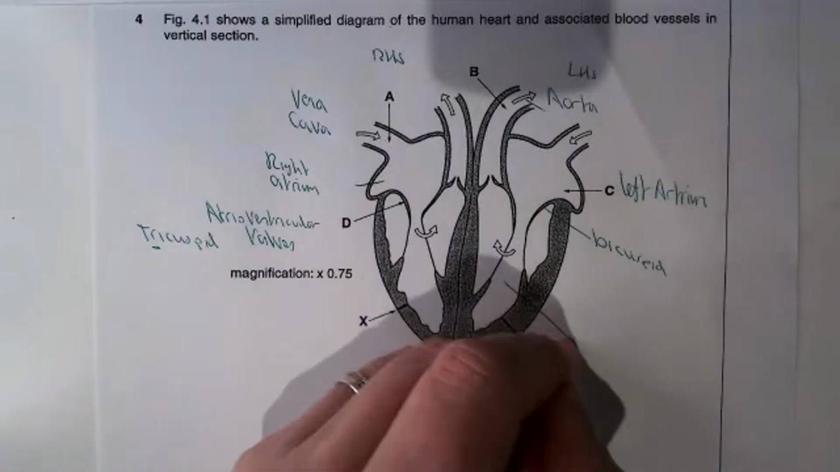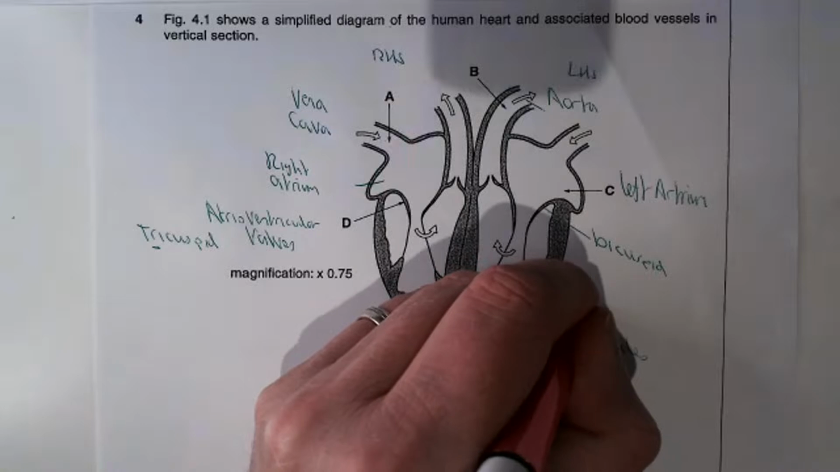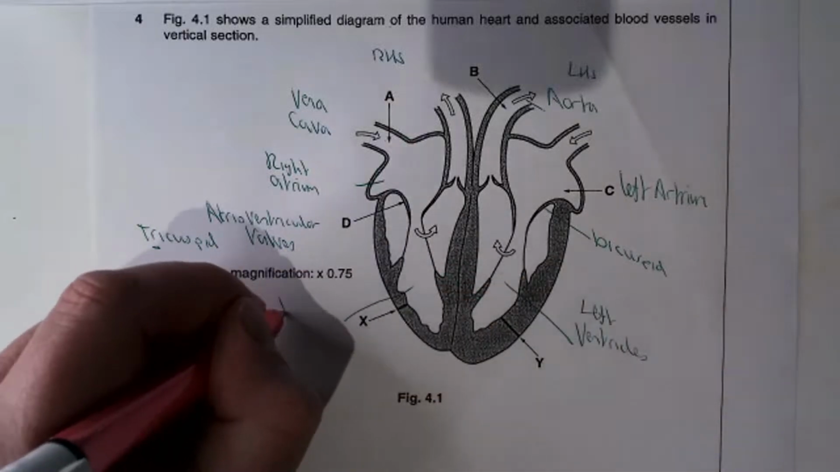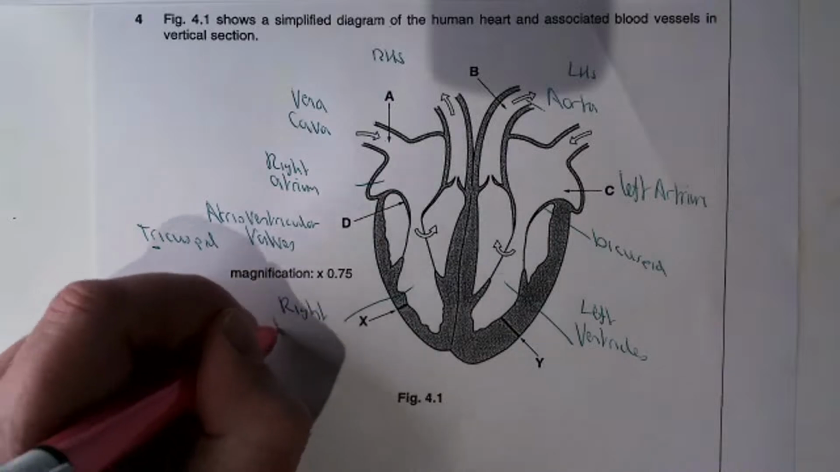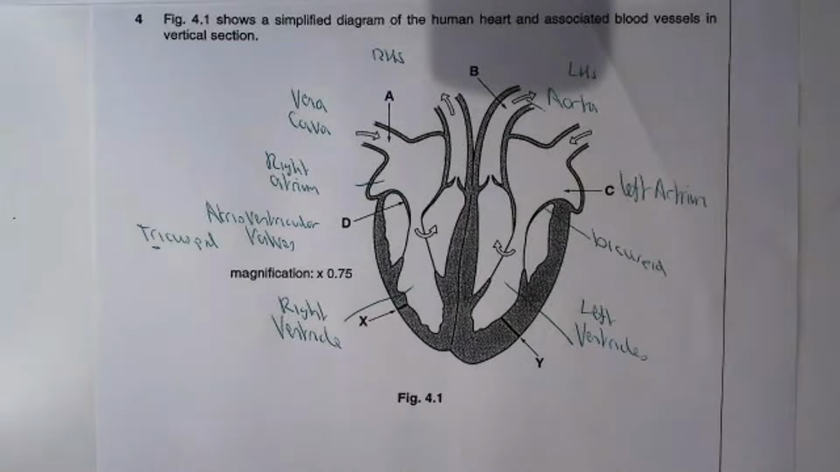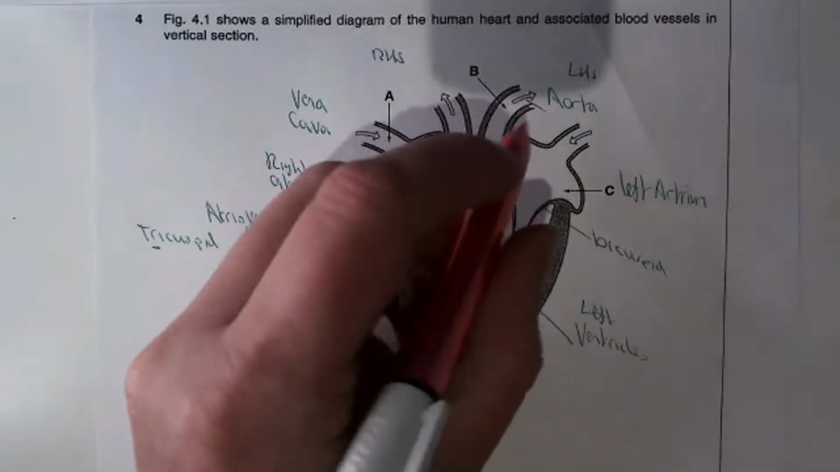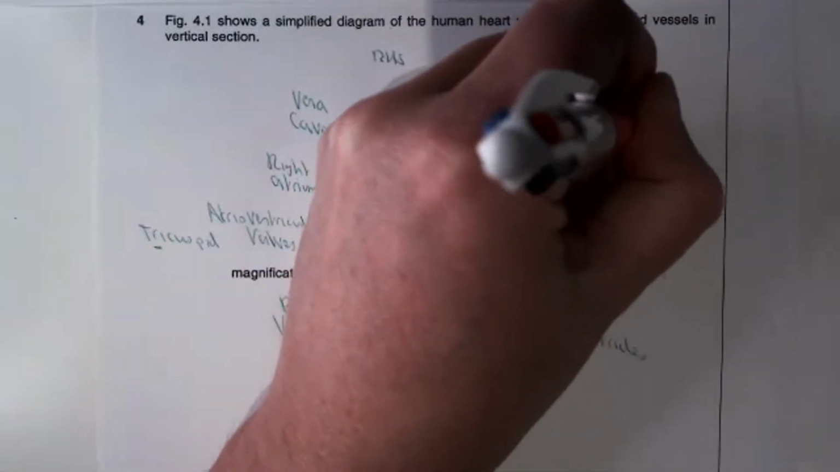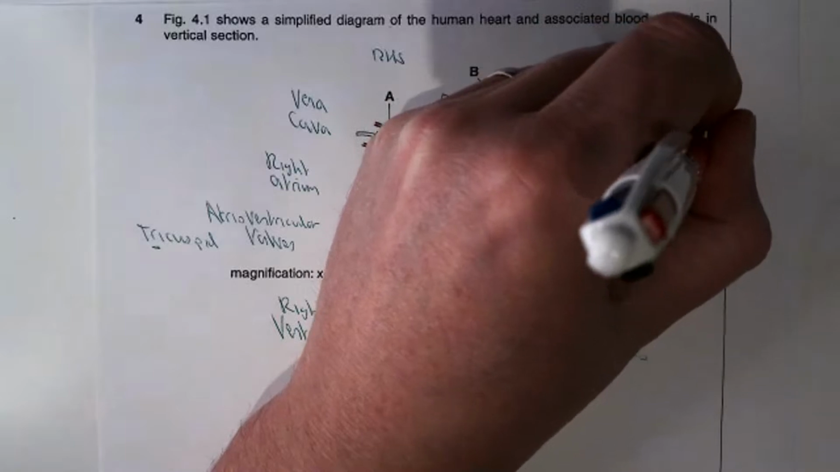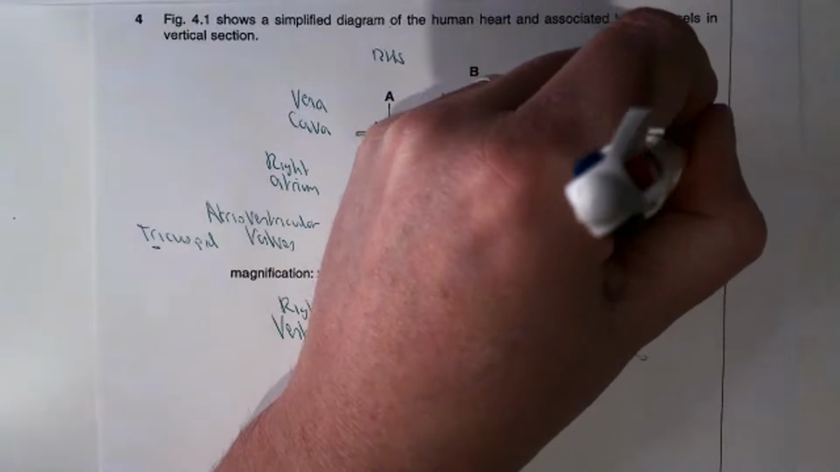These bottom chambers are the ventricles. So we've got the left ventricle, and on this side the right ventricle. Here we've got 2 valves leading into the arteries leaving the heart. These are called the semilunar valves, spell it correctly.